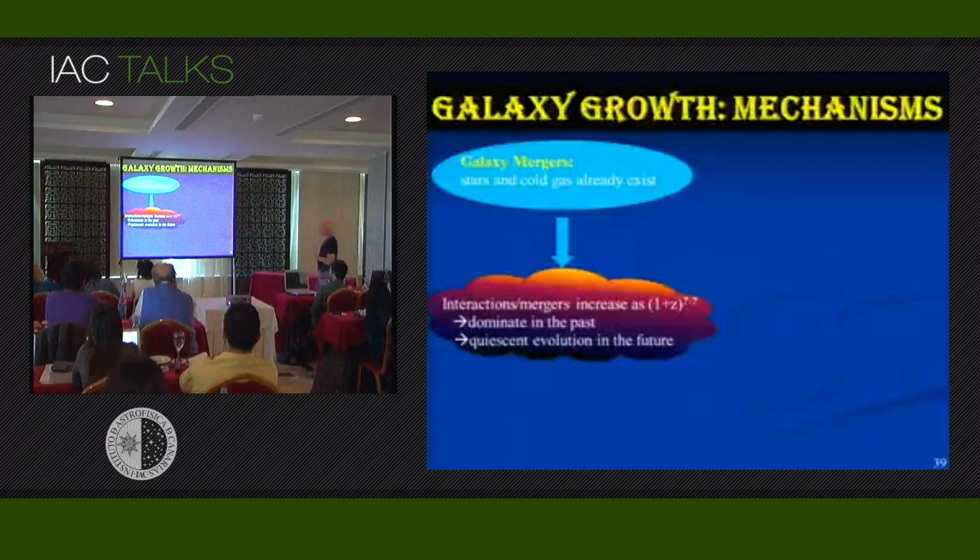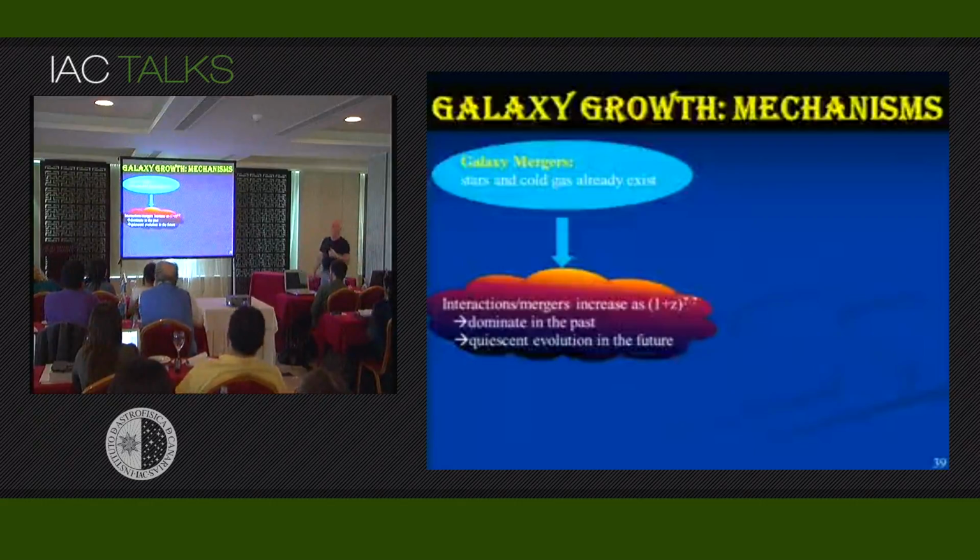So, galaxy mergers. It presumes that stars and cold gas already exist, and interactions and mergers somehow should depend on redshift. There are quite wild assumptions here, so I prefer to put question marks here.